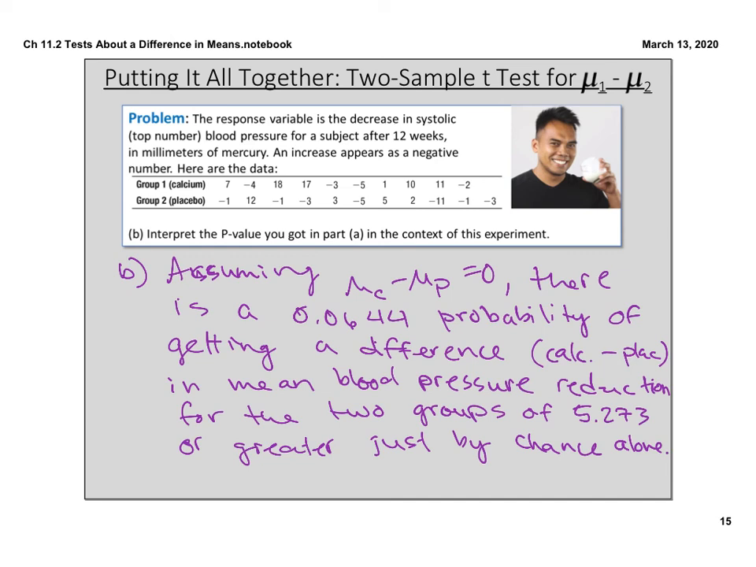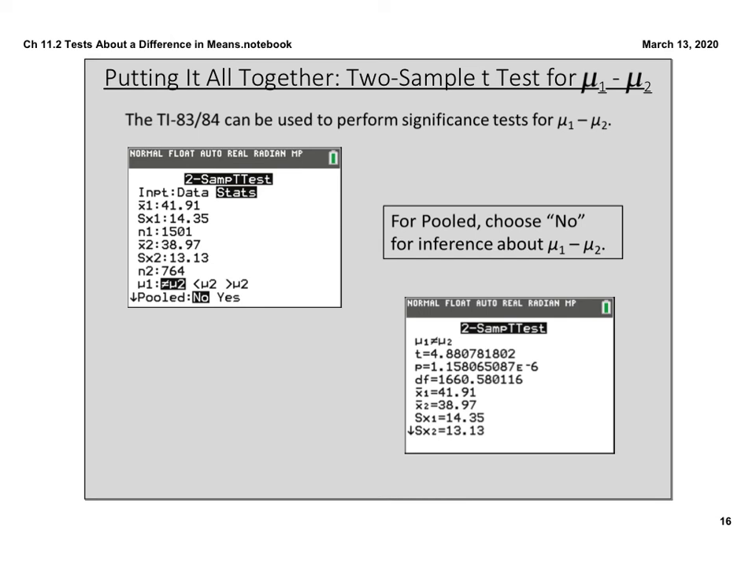Okay, so let's just take this piece apart a second. We assume the null is true. We list the probability. We talk about the difference of what it is, and we state what that difference actually was. Our difference was 5 minus the negative 2.7, so it was 5 plus 2.7, which is where you get that 5.27. All right, that is our interpretation of the p-value.